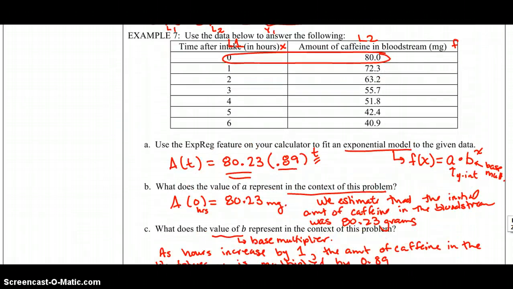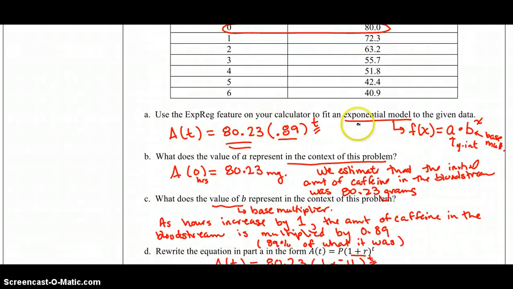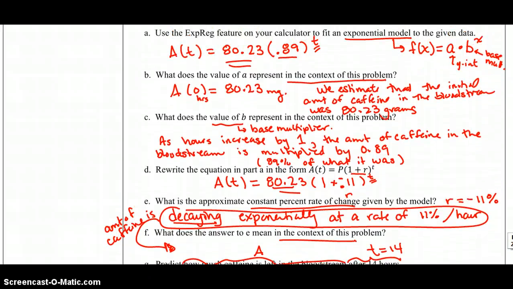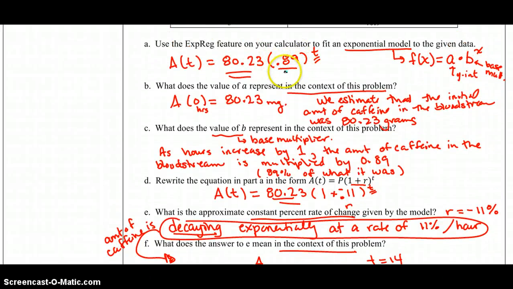So again, starting with data and using that exponential regression feature to get our equation, and then recognizing when that base multiplier is less than 1. We're multiplying by 0.89, so we're getting less and less as time goes by. So we've got something that's decaying exponentially. Unlike our money problem, where the base was 1.05, something bigger than 1. As we kept multiplying by 1.05, the amount of money in the account was growing. So we said that it was growing exponentially.